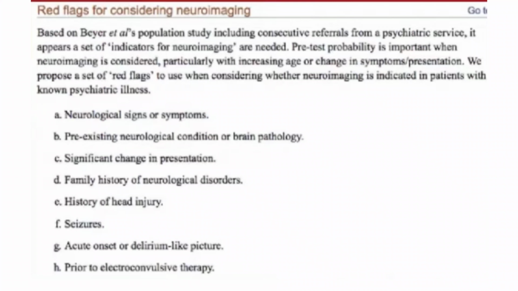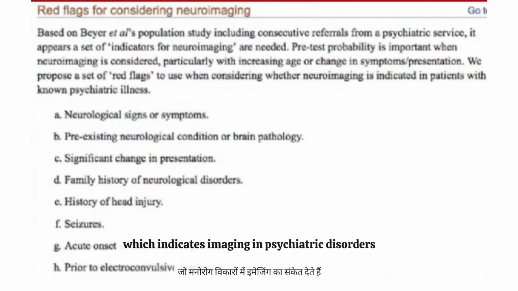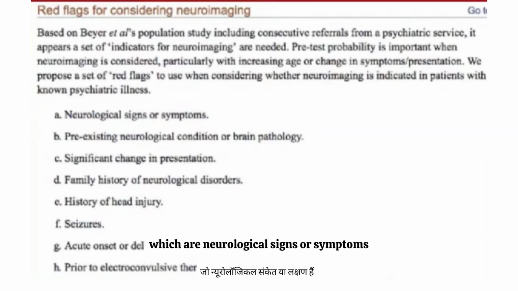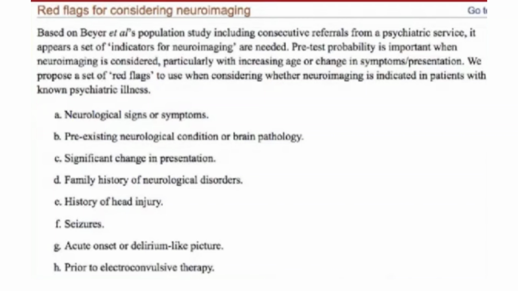Based on Bayer et al.'s study, there are certain red flag signs which indicate imaging in psychiatric disorders, which are neurological signs or symptoms, pre-existing neurological condition or brain pathology, significant change in presentation, family history of neurological disorders, history of head injury, seizures, acute onset of delirium, or prior to electroconvulsive therapy.